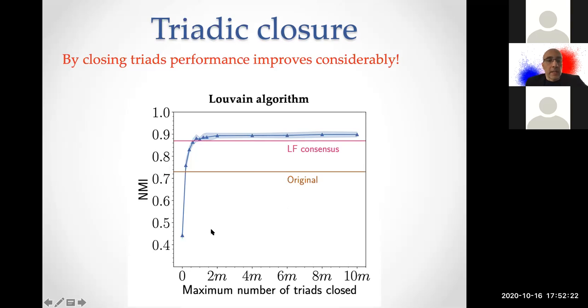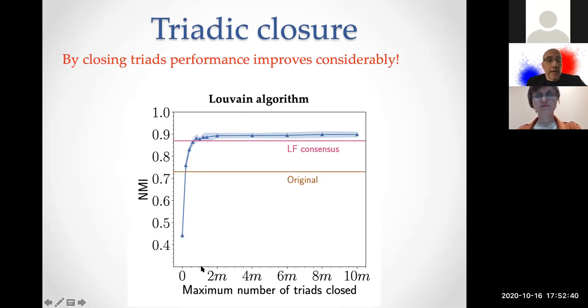And the blue line instead is how the performance of the fast procedure I told you varies if you close these triads. So you see, if you close at the beginning, actually it's not great for this specific method. In fact, it's even worse than the original one.